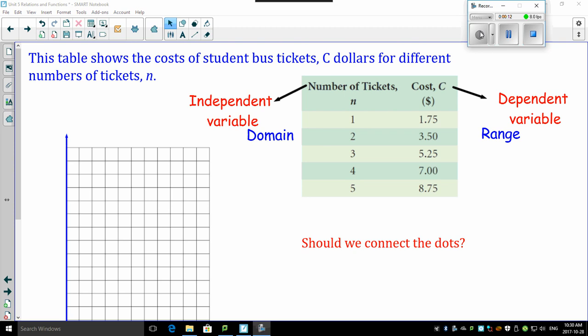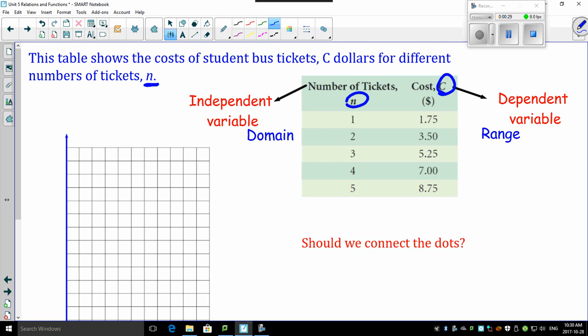So now we're not using x's and y's. We're actually using other variables. C represents the cost in dollars. We're also saying the number of tickets now are N here. So N represents the number of tickets, C represents the cost.